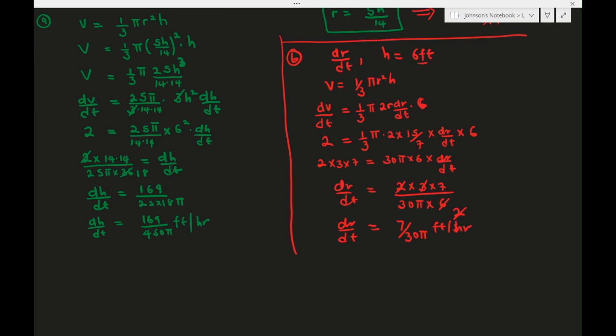So, okay, I think we're done with this question, and I hope it is clear. 7, yes, there's 3 here too. 2 will go with this. Anything missing here? 21. 2 times 3 times 7 over 30 pi times 6 dr/dt.